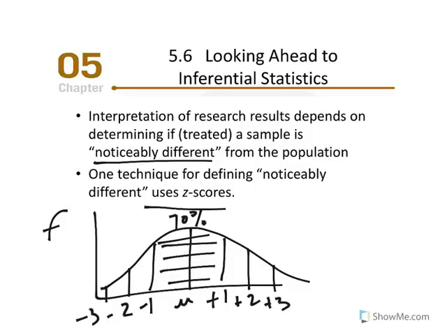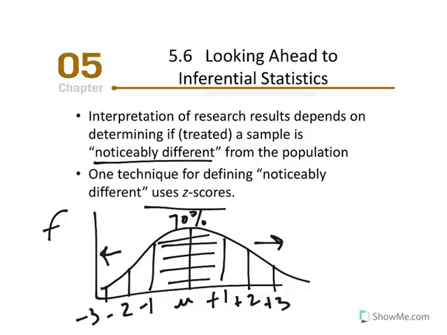We would capture approximately 99% of all scores, three standard deviation units out. But we tend to think anything that's beyond a z-score of 2 is expressing something that's different from the mean, that it's noticeably different, that it no longer falls in that common region. And we, as researchers, have to determine, is the difference that we see due to chance, sampling error, or is it due to the fact that the treatment was effective?